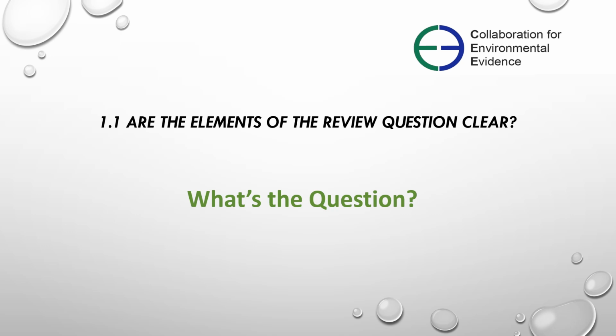The first CEESAT criterion is, are the elements of the review question clear? A well-defined question is crucial for assessing the reliability of subsequent decisions on searching and screening for eligible studies, as well as forming the basis for critical appraisal of primary study validity and for data extraction and synthesis. The question also has to be clear in order for you to make sense of the findings, of course.